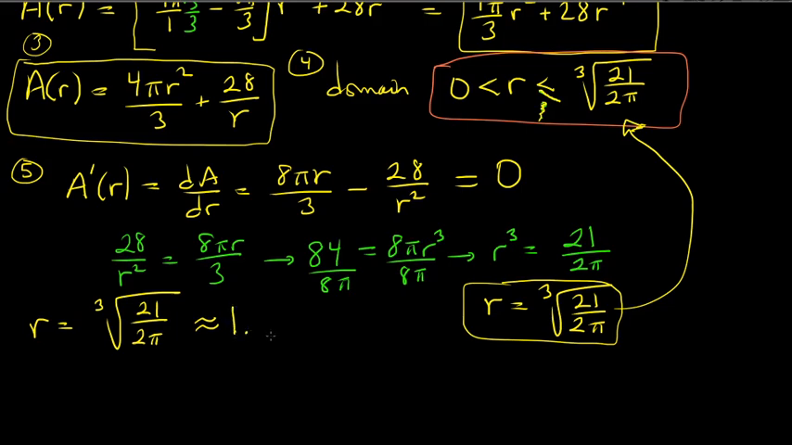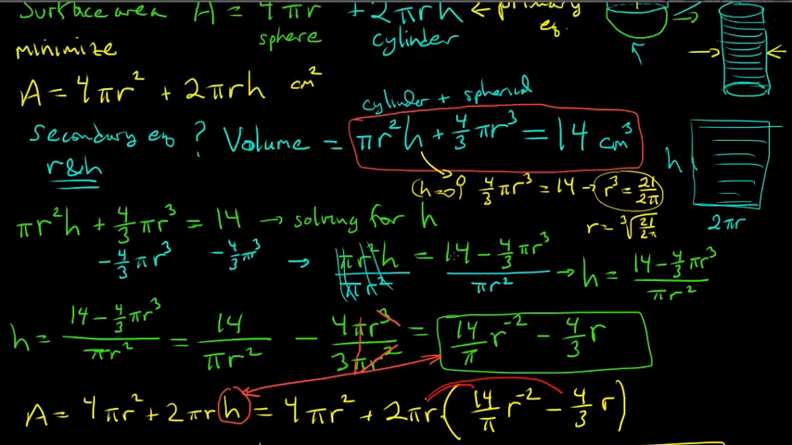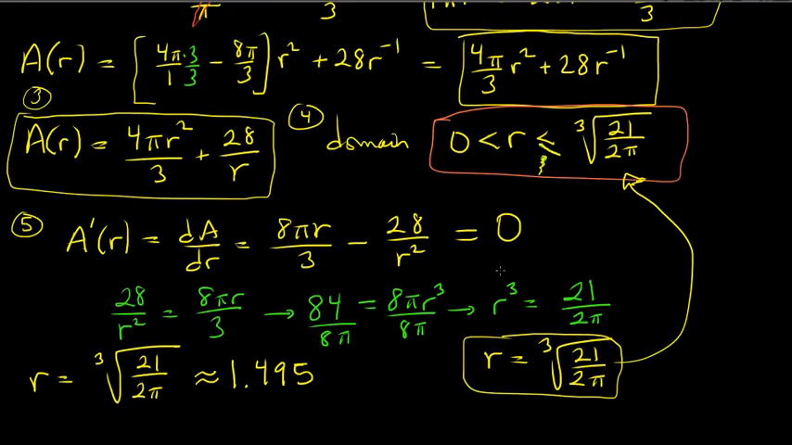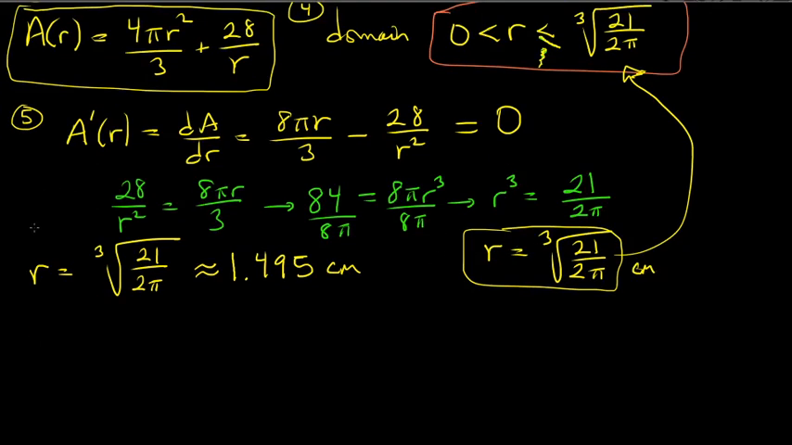Well, let's be a little more precise here. How about 3 decimal places? So 1.495. Yep. Oh, what are the units? Centimeters, right? The radius is a distance, so this is in centimeters here. So very close to 1.5 centimeters, right? And I should have put centimeters after the exact answer too. But there you go. That answers the question.